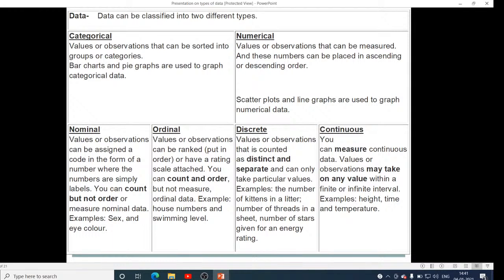Is anyone ready to give examples for quantitative data? Quantitative is very easy. Quantitative data we can count and measure. There are plenty of examples for numerical data.